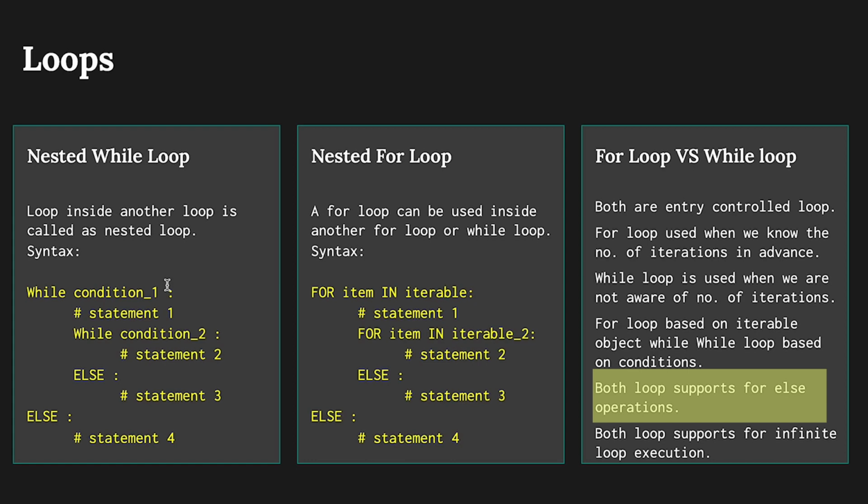As you know, once the condition is satisfied and now the condition is false, or the iteration of the for loop is completed, then the else block will be executed. So else is supported in both the while loop as well as the for loop.